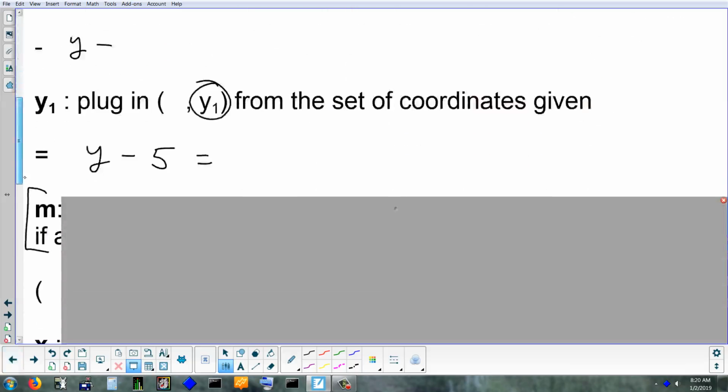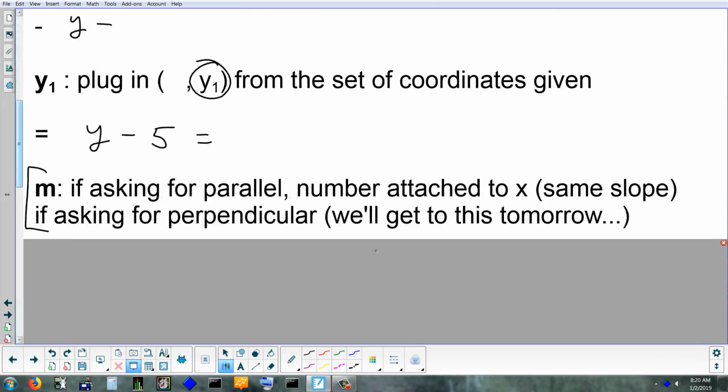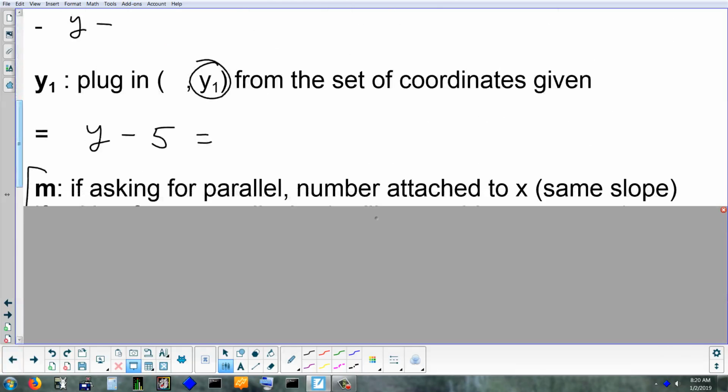Yeah, for that, if we count it, you go up the same amount of lines and right the same amount of lines. So if the question is asking you to find parallel lines, which all the questions will today, look at the number that's attached to x. Okay? We're going to use the same slope as the line they gave us. So if I say, here's a line, I want you to find something parallel to it, that means whatever the slope is of the line I gave you, that's the slope you're going to use too. And that makes them exactly the same steepness.